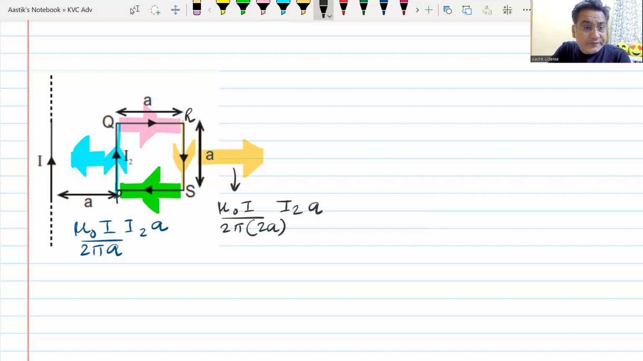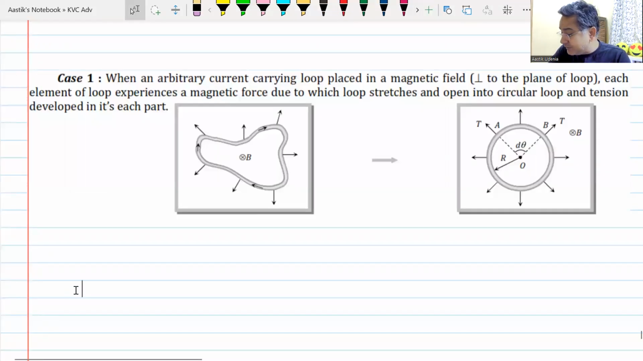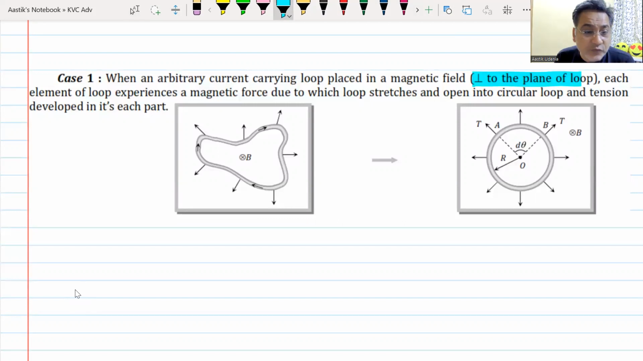Now if you have any arbitrary shape current carrying loop in a uniform magnetic field which is perpendicular to the loop, remember, perpendicular to the loop. Because of the force acting on the loop, it's an arbitrary shaped loop, this loop is going to stretch out and convert itself into a circular loop. Do we understand this?